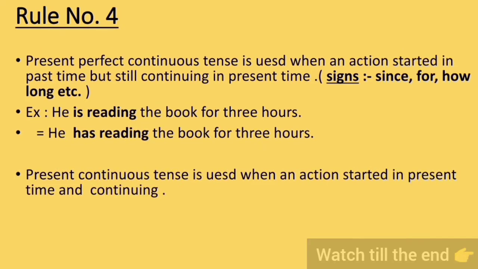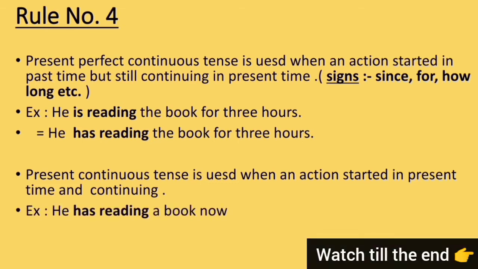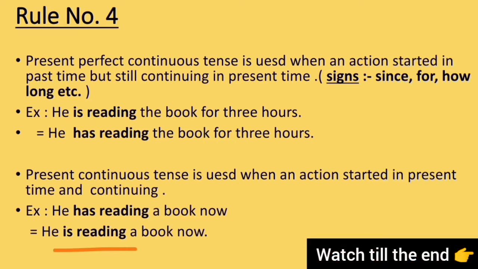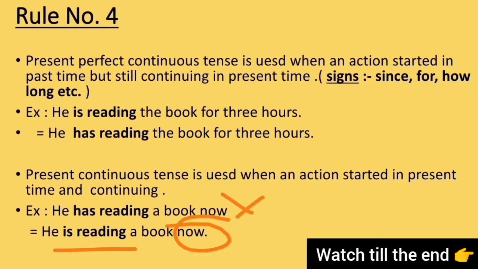But present continuous tense is used when an action started in present time and is still continuing. Look at the example. It will be "he is reading," not "has been reading." Here is the present reference, and it started in present time and is still continuing.